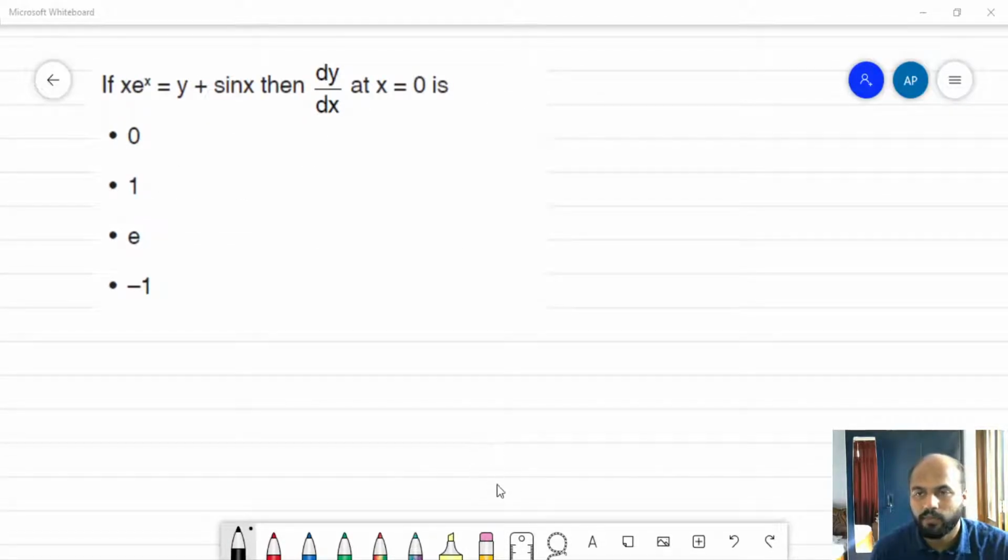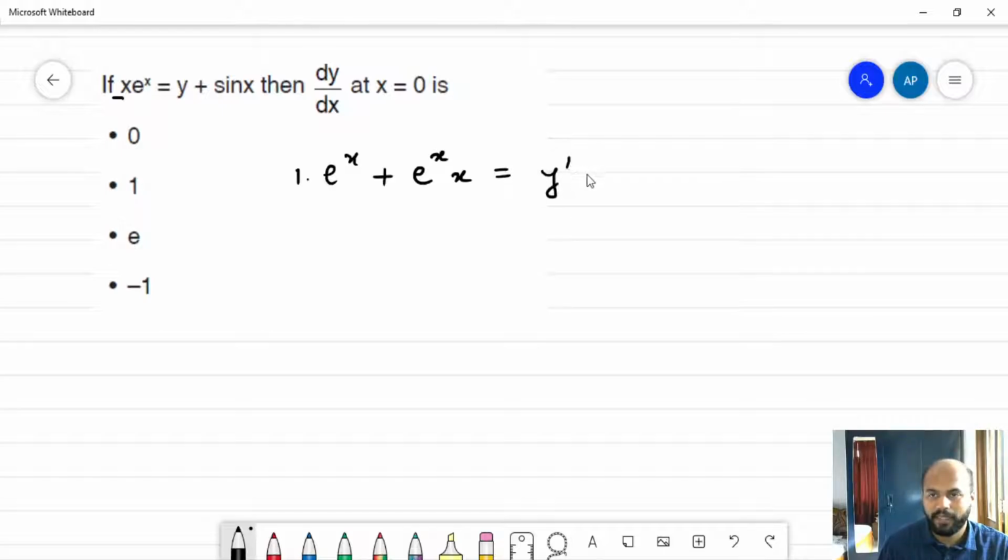Next, let us take up this problem. This is a 1 mark question. You have to find y dash. So first use the product rule, that is derivative of x is 1, second function as it is. Derivative of e raised to x is e raised to x into the first function as it is, equal to y dash plus cos x.